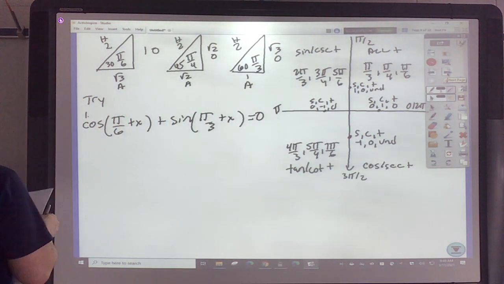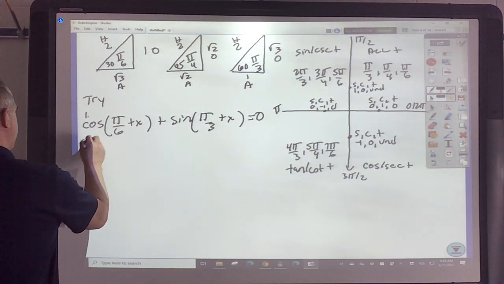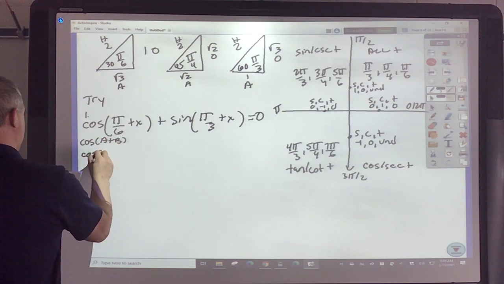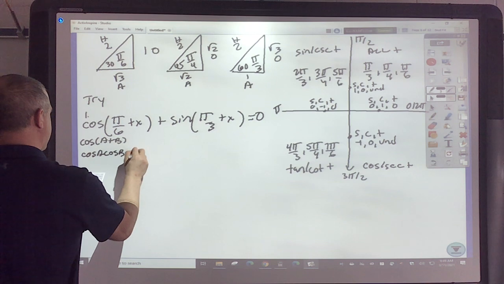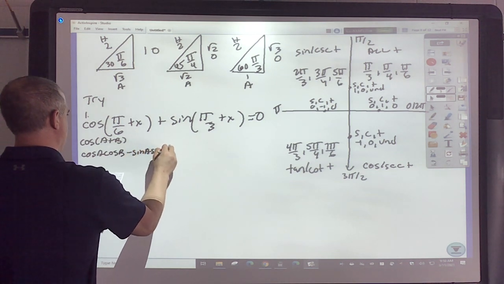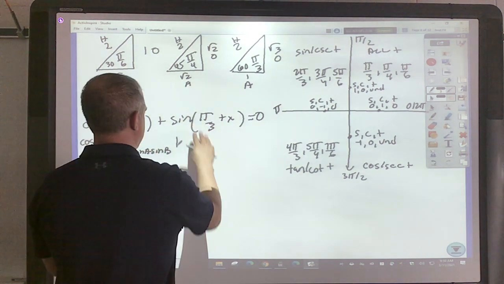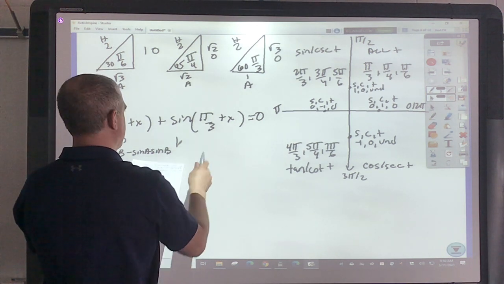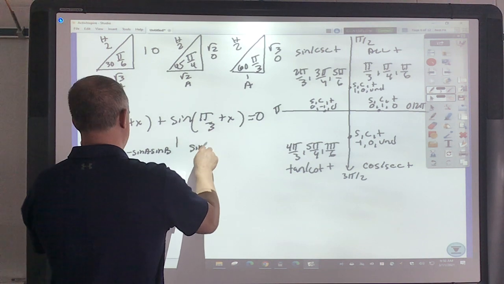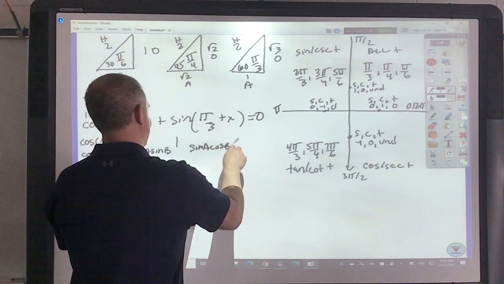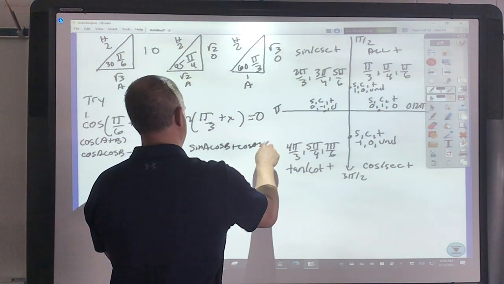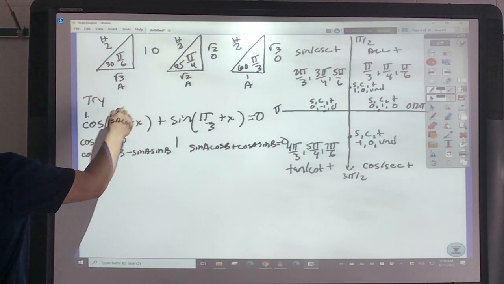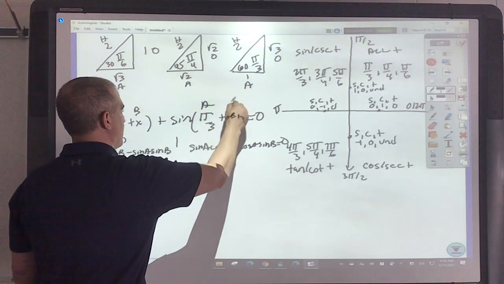This formula would be the cosine A plus B formula. So that would be cosine A, cosine B, minus sine A, sine B. Just keep this straight over here on this side, especially because this formula here would be the sine A plus B formula. So sine A, cosine B, plus cosine A, sine B equals 0. On this one, this is your A, this is your B, and on this one, this is your A, this is your B.